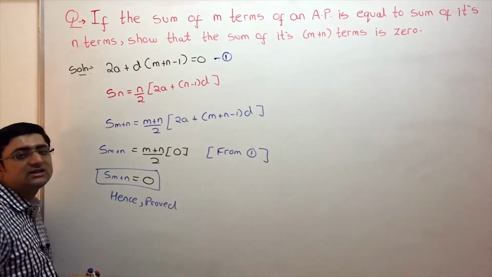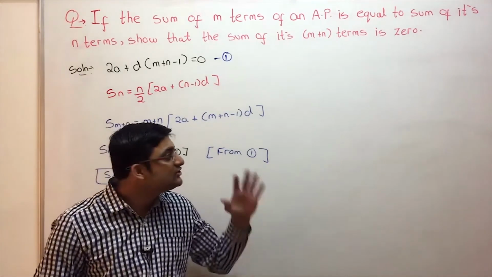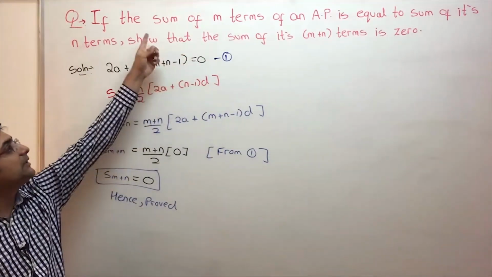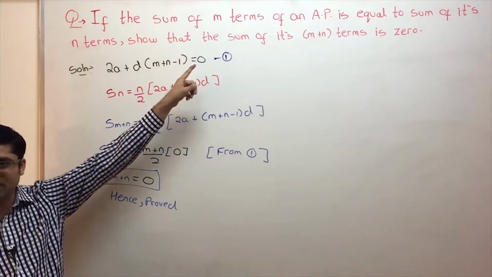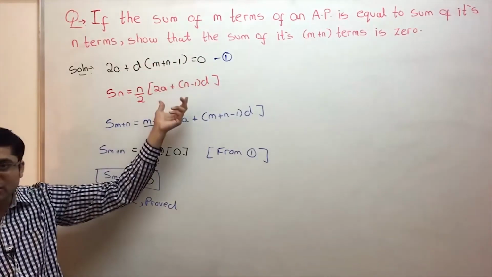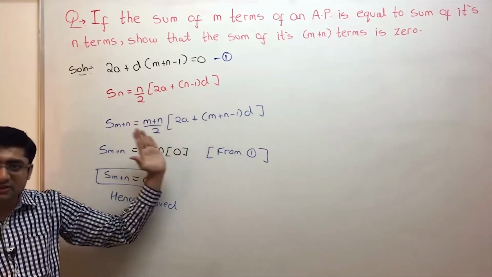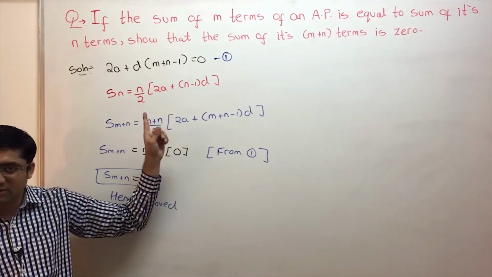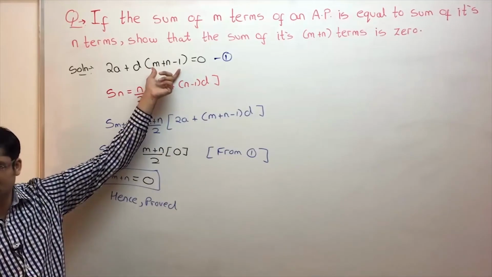So hence we have shown the sum of m plus n terms is 0. So this is how you solve such type of questions. Remember, begin with what is given to you. We're given sum of m terms is equal to sum of n terms. One condition, get your equation, solve, bring everything on the LHS, take common. So ultimately we reached m is equal to n, not acceptable, or this value is equal to 0.